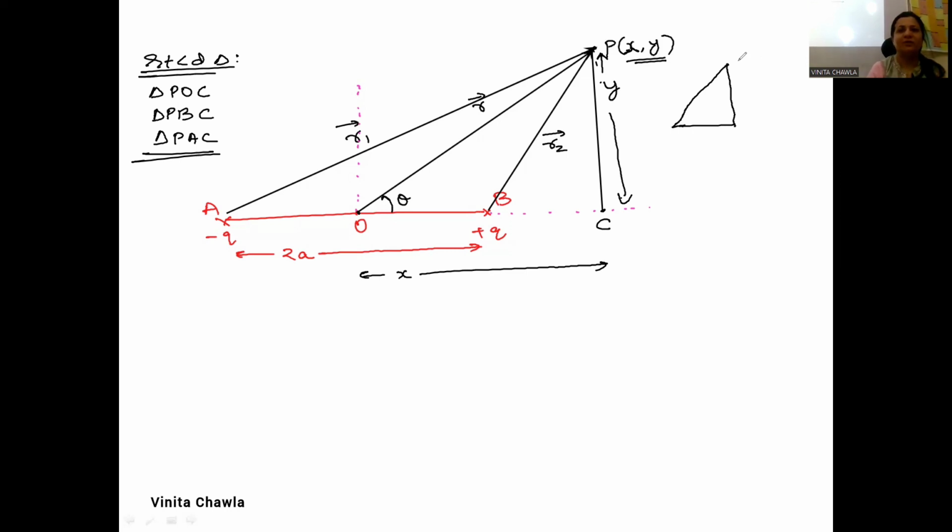Let's choose this triangle first, P, O, and C. So this angle is theta. You can see, look at this triangle POC. This angle is theta, and this is R. This is X, and this is Y. So we can apply Pythagoras theorem here. When we apply Pythagoras theorem, we'll get R square is equal to X square plus Y square.